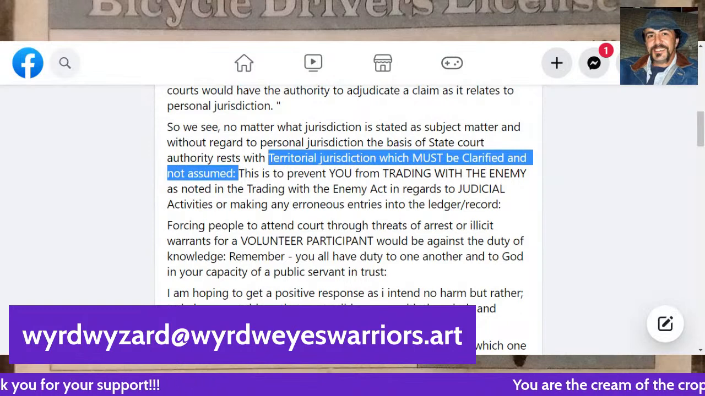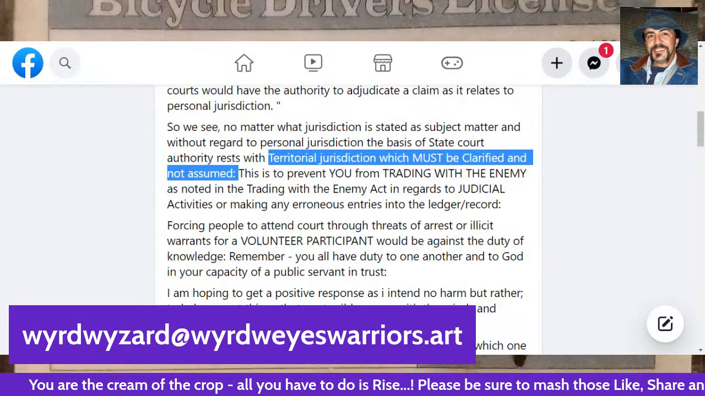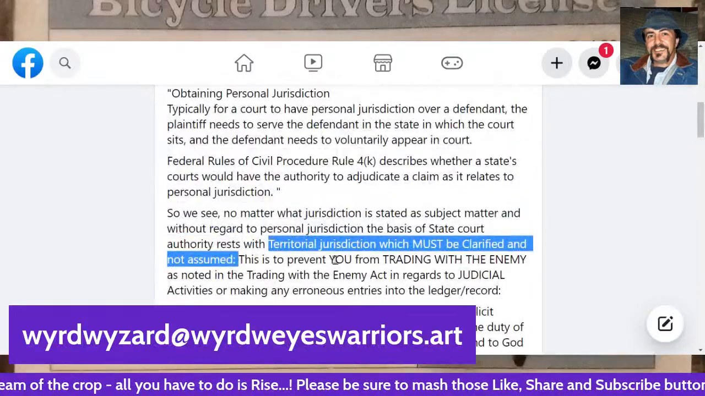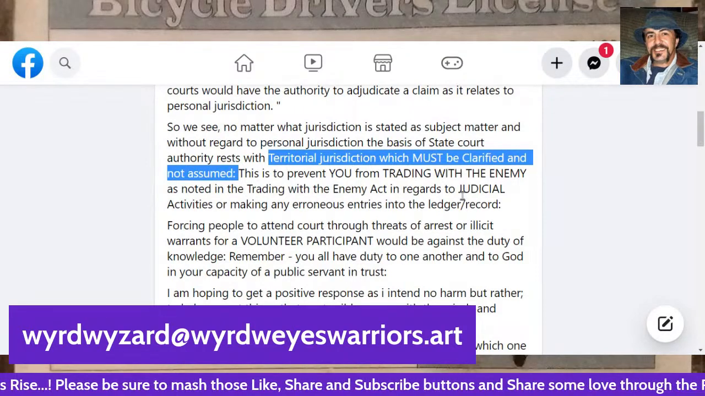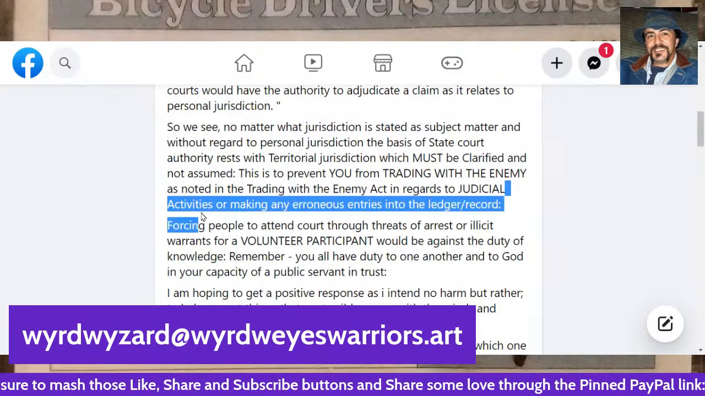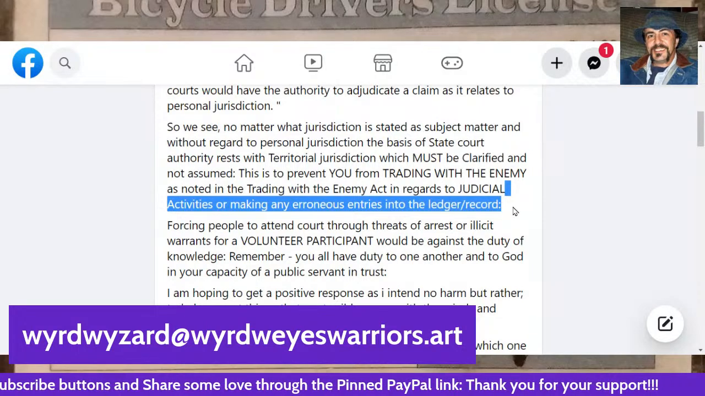If you don't believe me, you'll believe the word of God, because I'll have you swearing on that Bible, not me. This is to prevent you from trading with the enemy, as noted in Trading with the Enemy Act in regards to judicial activities, or making any erroneous entries into the ledger or record.